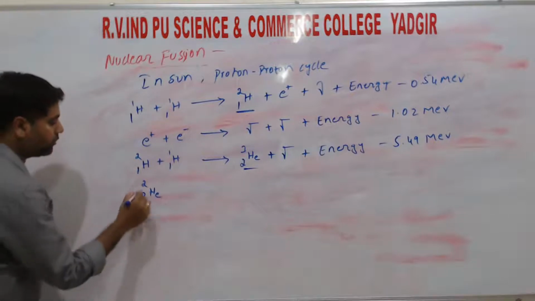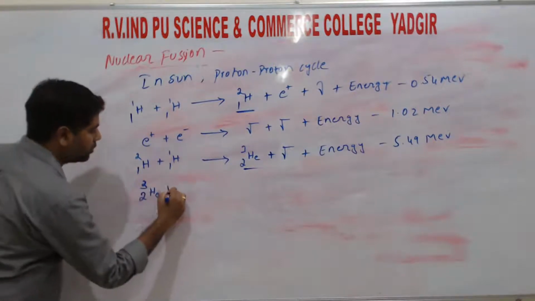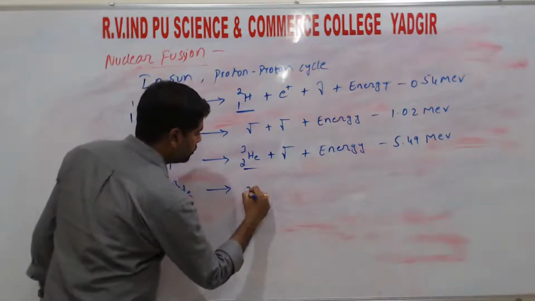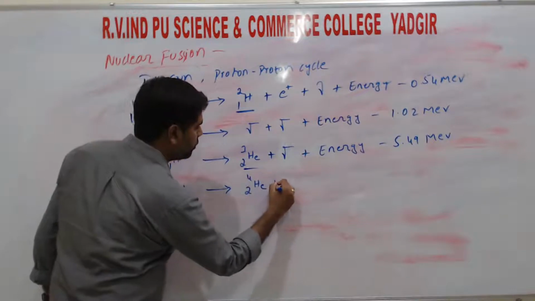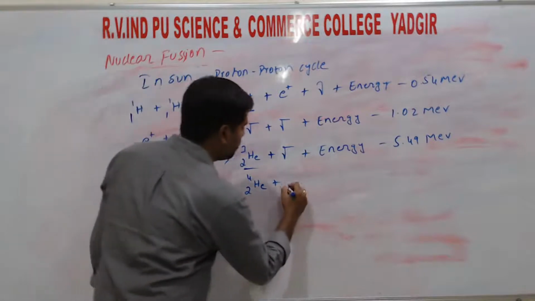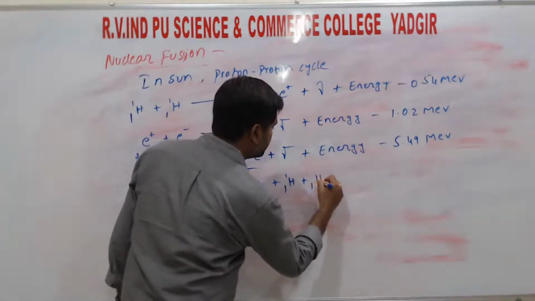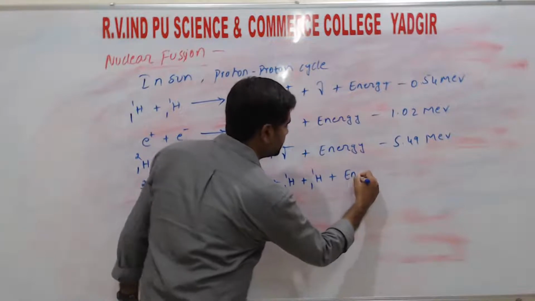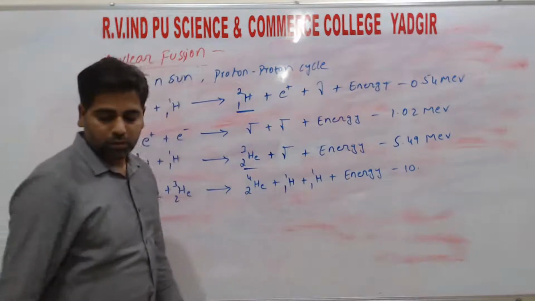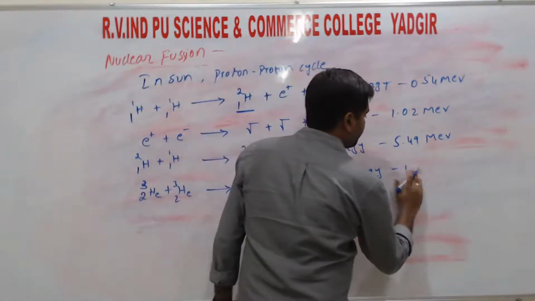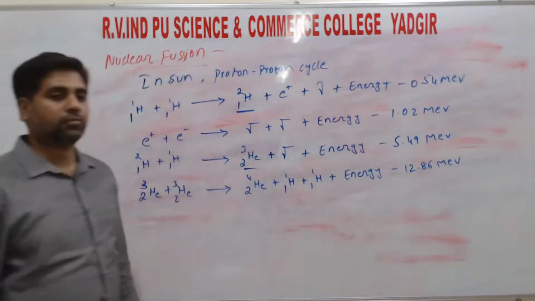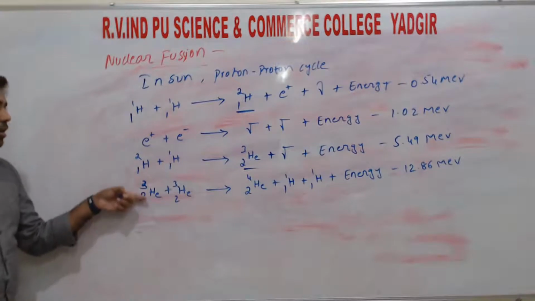So again this helium undergoes binding, that is fusing, with another helium isotope. So we are getting 2He4 plus 1H1 plus 1H1 plus energy is released. So here the energy released is 12.86 mega electron volt, right?